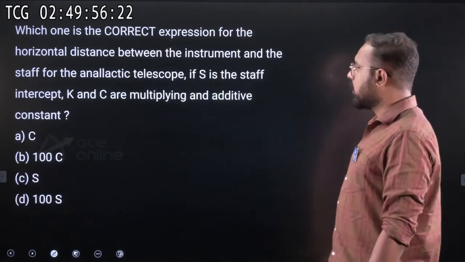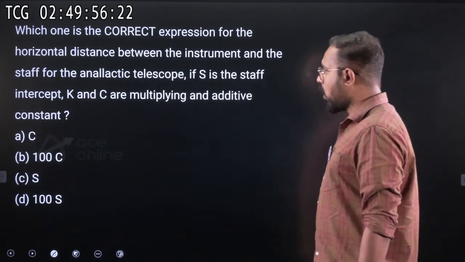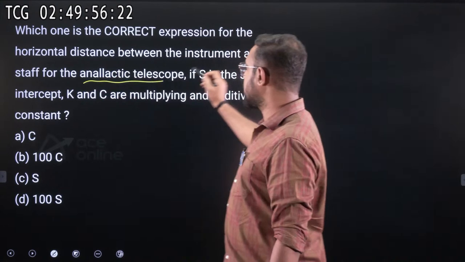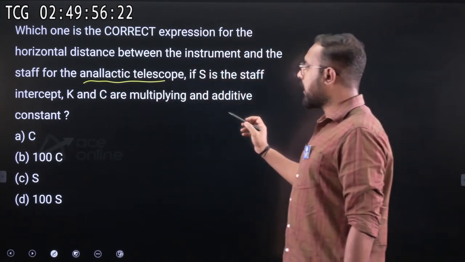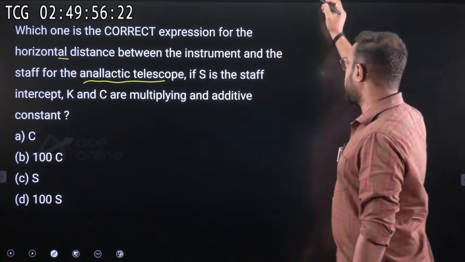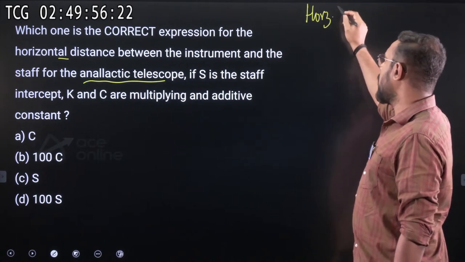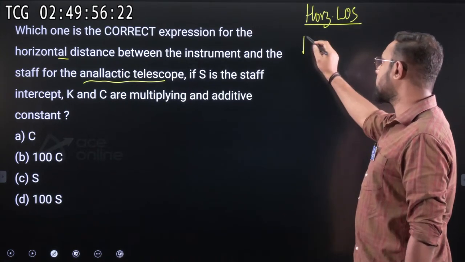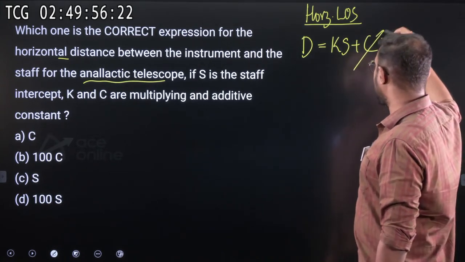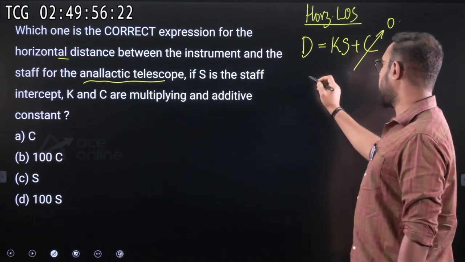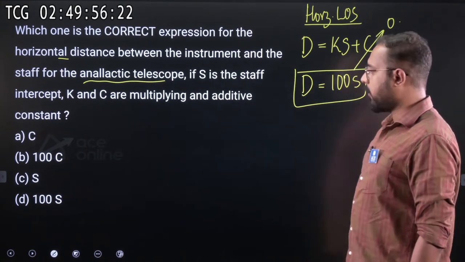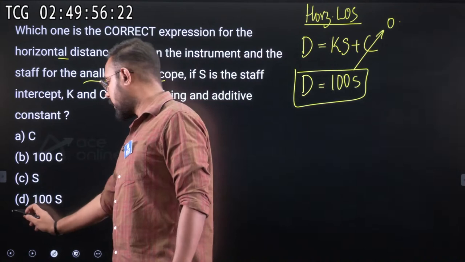Which one is the correct expression for the horizontal distance between the instrument and the staff for an anallactic telescope? If S is the staff intercept, and the line of sight, let us assume, is horizontal. So with a horizontal line of sight, what is the formula? Our distance formula is D equals K S plus C. If it is an anallactic condition, C becomes equal to 0. Then what is the value of K? K is 100. Our answer should be 100 S, 100 times the staff reading. So that is option D.